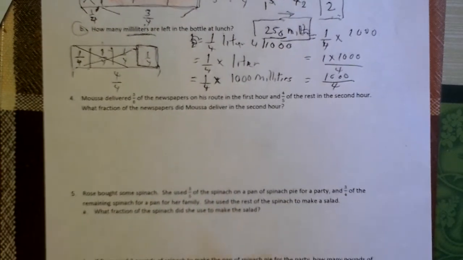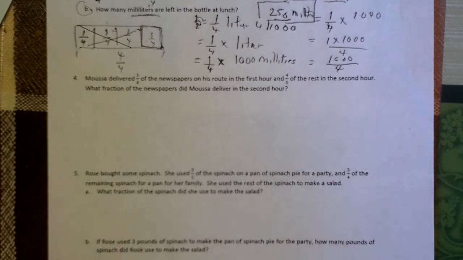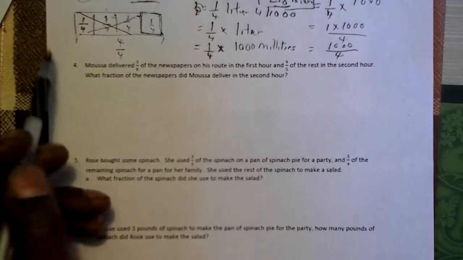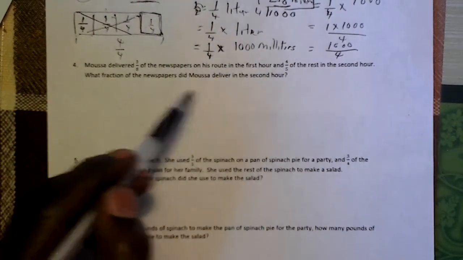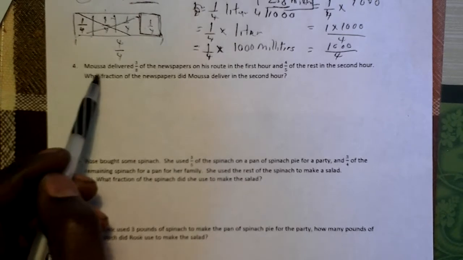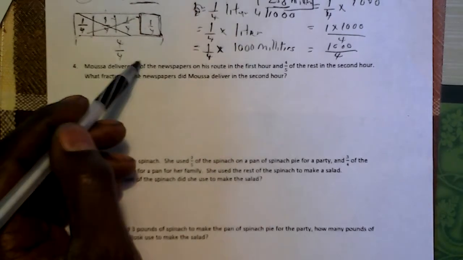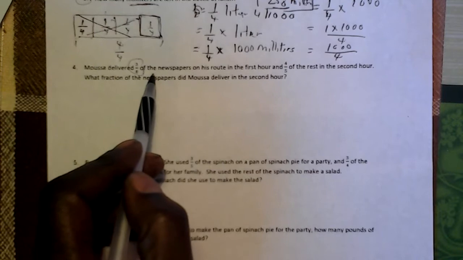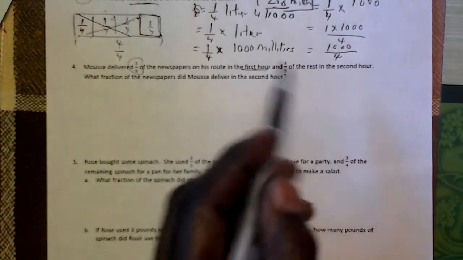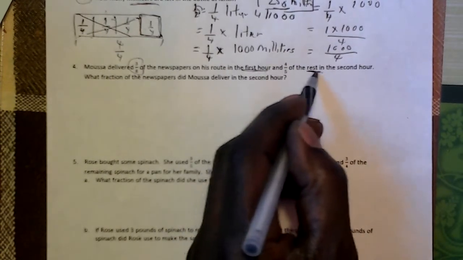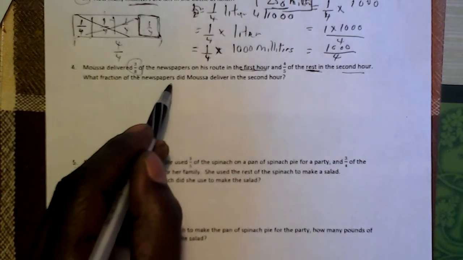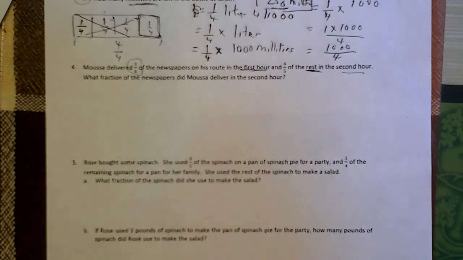Okay, so take a little time to think about that, and we'll move on to the next. Pause if you have to. Okay, second question. Actually, this looks like the easiest one so far, right? Well, actually, maybe not. Let's see. Musa delivered 3/8 of the newspapers on his route in the first hour, and 4/5 of the rest, that rest means whatever's left, in the second hour. What fraction of the newspapers did Musa deliver in the second hour?